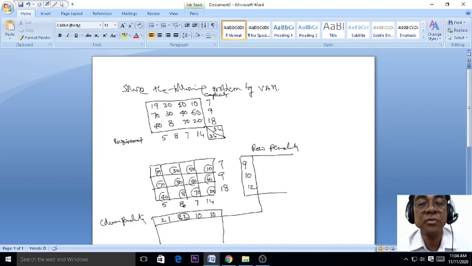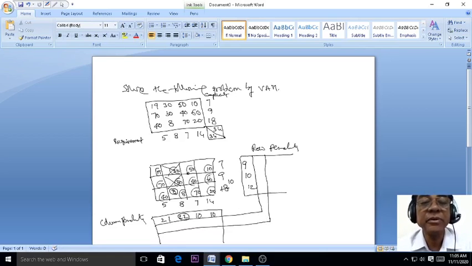Out of these two numbers, which is the minimum element? 8. Once we shift 8, you have to cancel the remaining elements in that column. Next step is subtract. That's all. First set of reading is over. Go to the second set of reading.